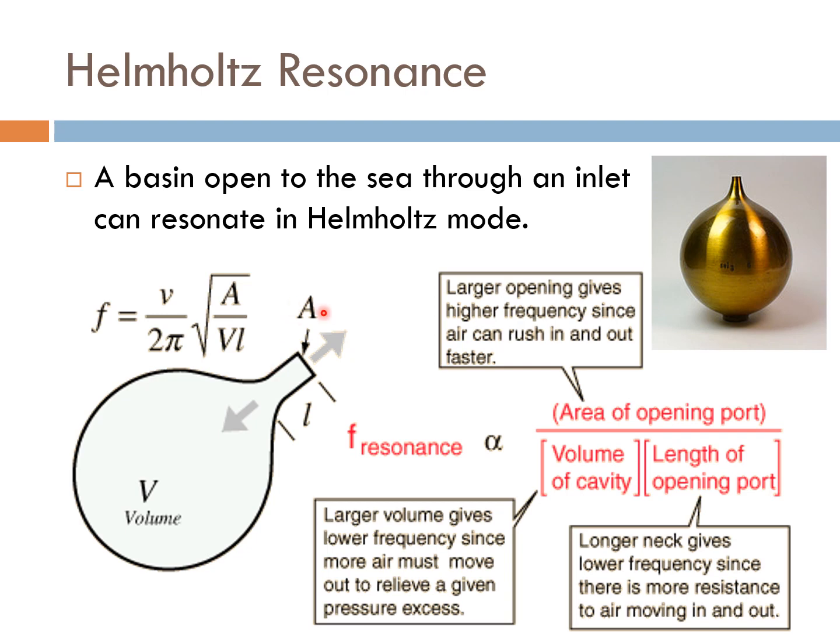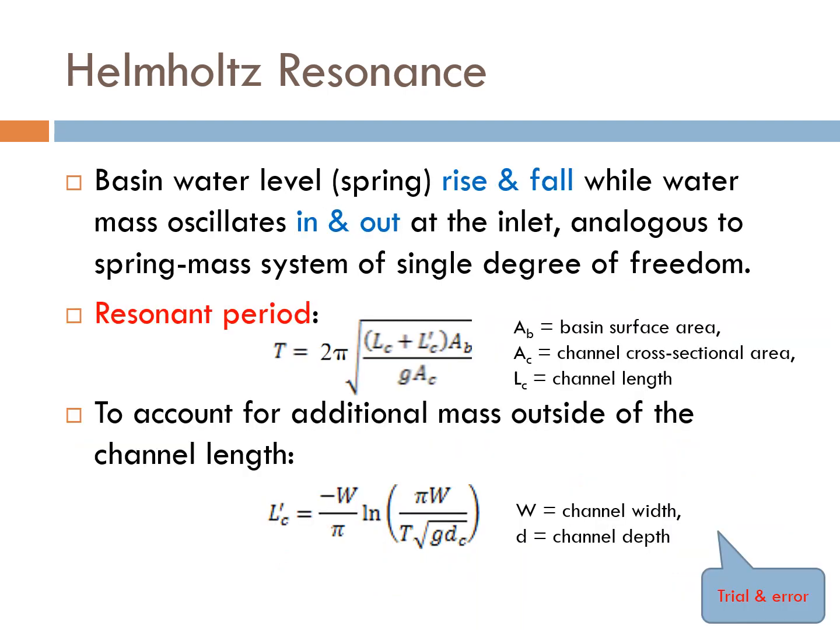So the frequency of the sound produced depends very much on the geometry. It depends on A, the area of the opening. It depends on V, the volume of the resonator, and it depends on L, the length of the neck. So the same physics actually happens in a partially enclosed coastal bay during basin Seiche. In basin Seiche, as we described previously, the basin water level rises and falls, whereas the water mass oscillates in and out of the harbor inlet, which is analogous to the spring mass system used to describe the Helmholtz resonance in a Helmholtz resonator.